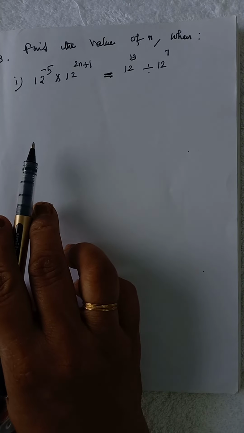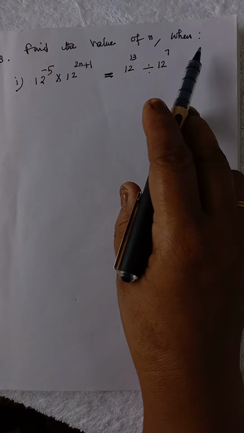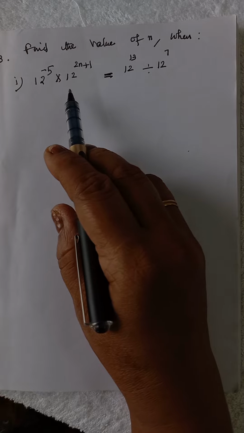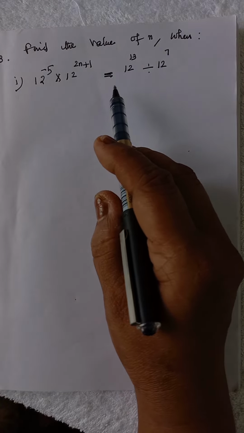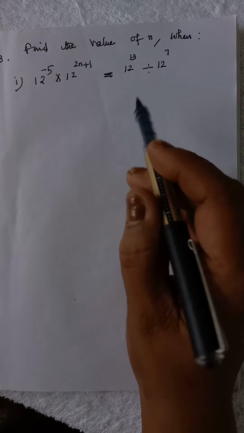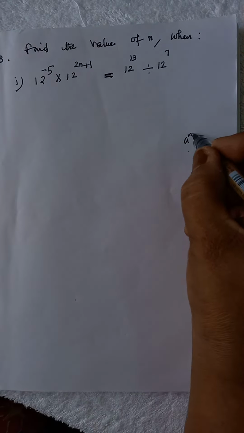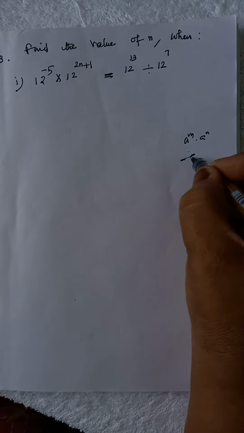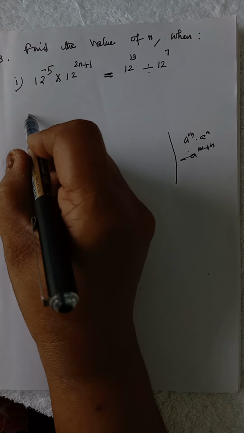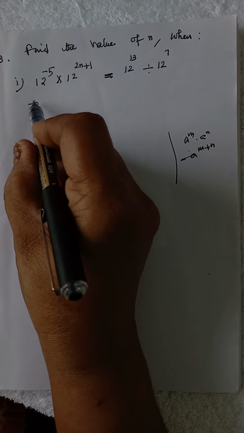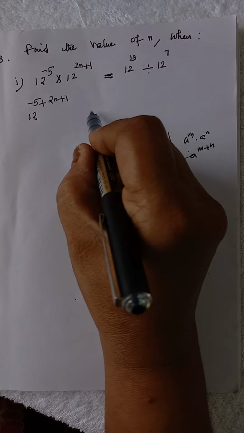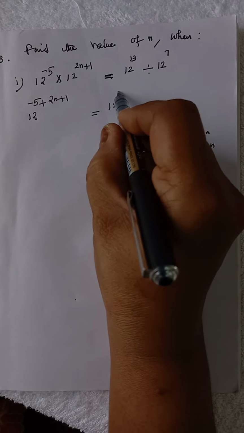Now the 13th question is find the value of n when the first sub question is 12 raised to minus 5 into 12 raised to 2n plus 1 is equal to 12 raised to 13 divided by 12 raised to 7. So this is a raised to m into a raised to n form, that is a raised to m plus n. So by using that, bases are same. So 12 raised to minus 5 plus 2n plus 1.